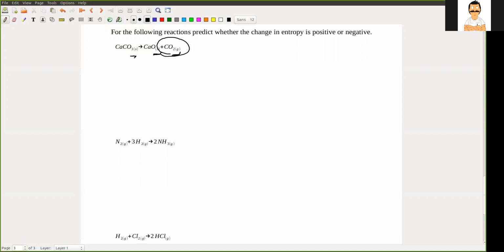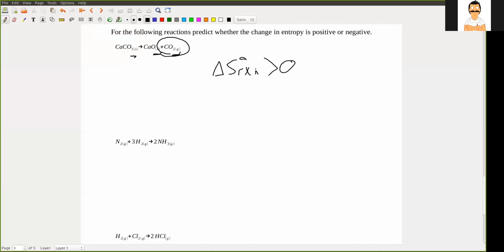So you have this system where at least part of it is getting turned into a phase of matter that has a greater number of microstates. And as a result, we can say that the delta S for this reaction at standard state is going to be positive, meaning that it's greater than 0.